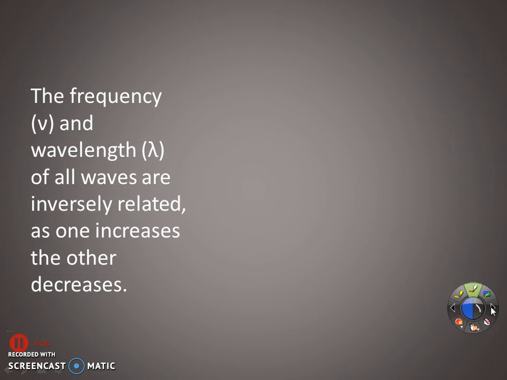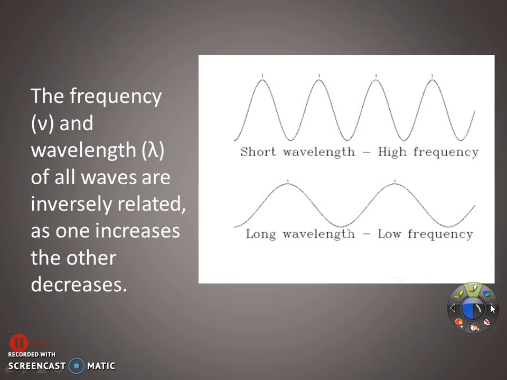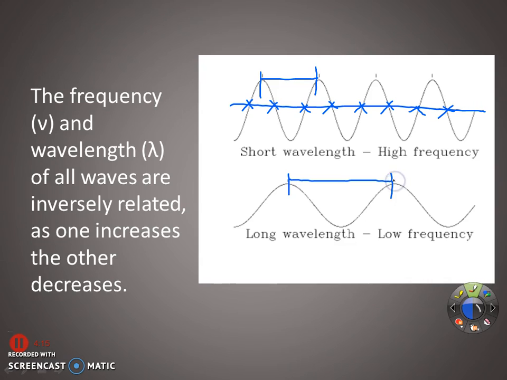Frequency nu and wavelength lambda of all waves are inversely related. As we increase one, the other decreases. Here we have a very short wavelength, but a higher frequency, meaning it's crossing the origin more often. And when you have a very long wavelength, we have a lower frequency. We do not cross the origin as often with those longer wavelength radiations.